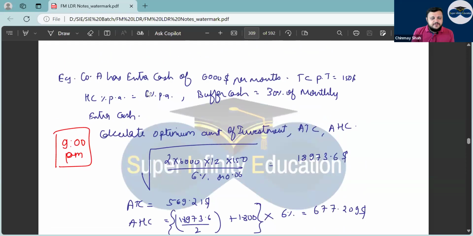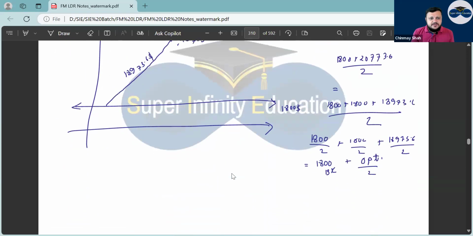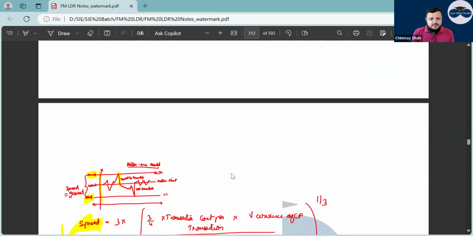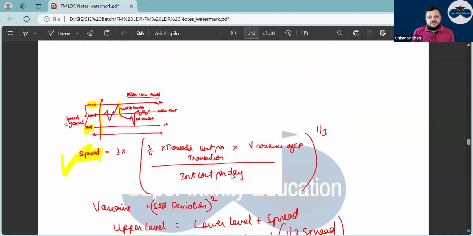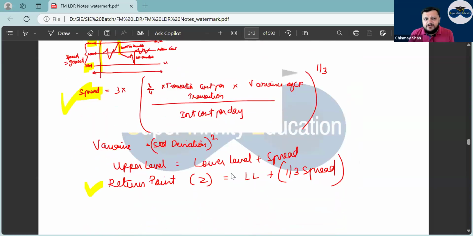So let's quickly go. Company A, extra cash. After this, we have your Miller-Orr model. What is the Miller-Orr model all about? Tell me. The Miller-Orr model is quite simple and straightforward.